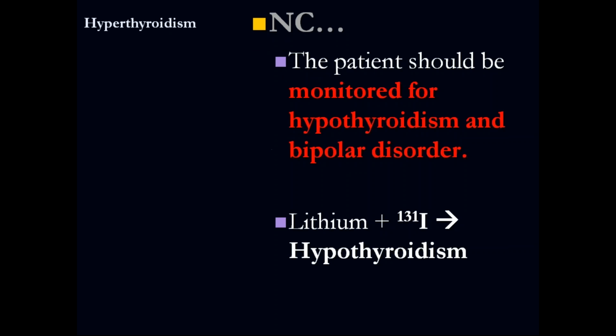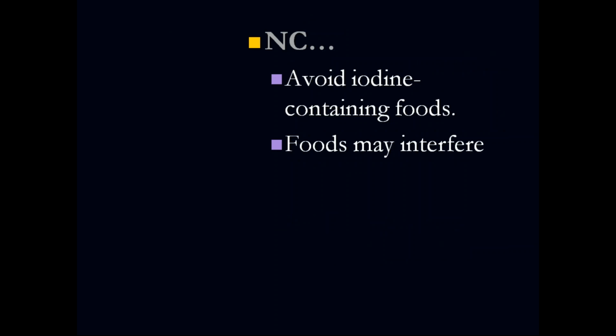Okay, nursing considerations. If you have hyperthyroidism, you need to avoid iodine-containing food. What food contains iodine? Seafood. Seafood has a lot of iodine. In the mountains, do we have iodine? If you go to the mountains, there is actually no iodine in high levels. Most of the iodine is at the level of the ocean.